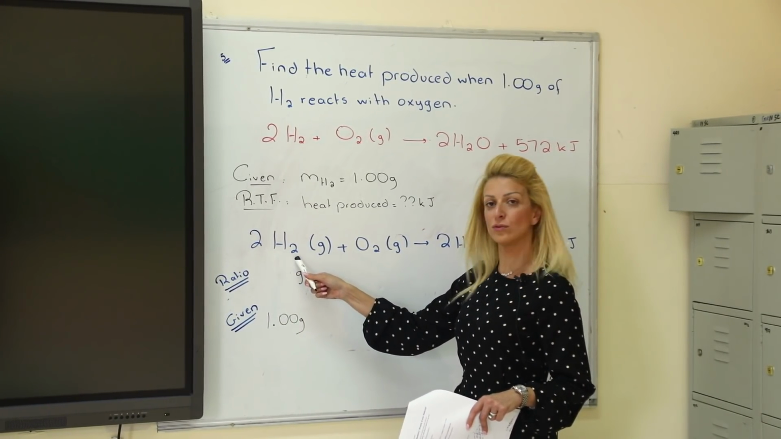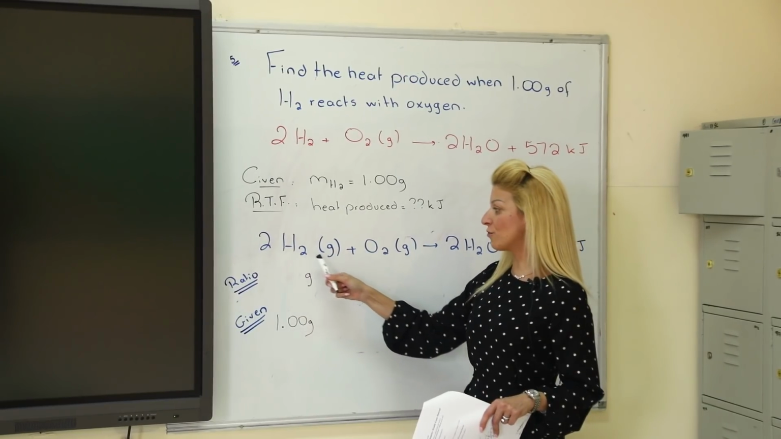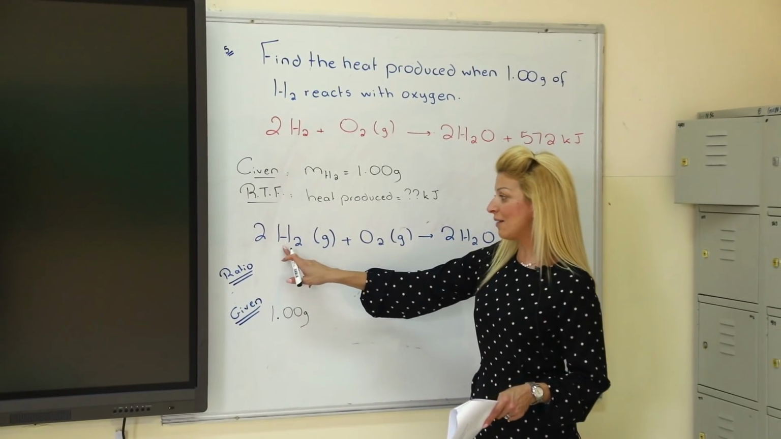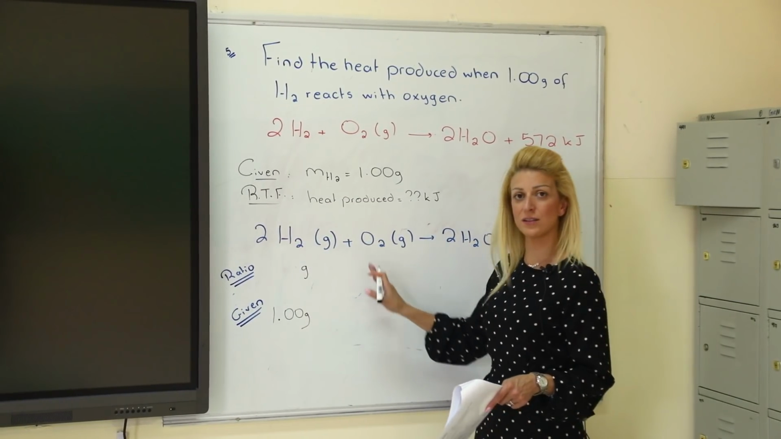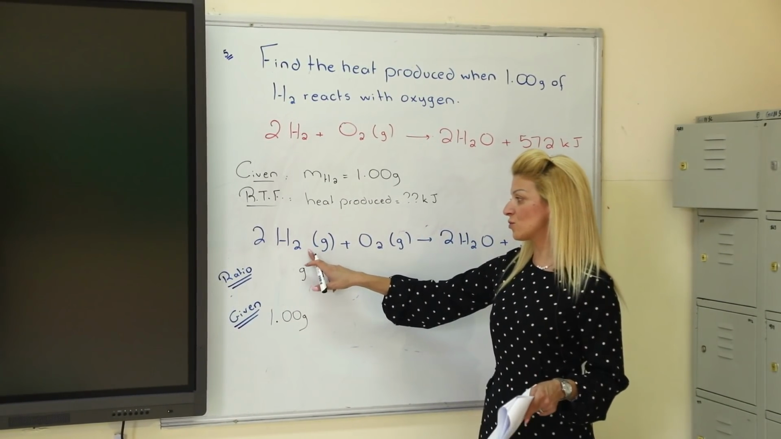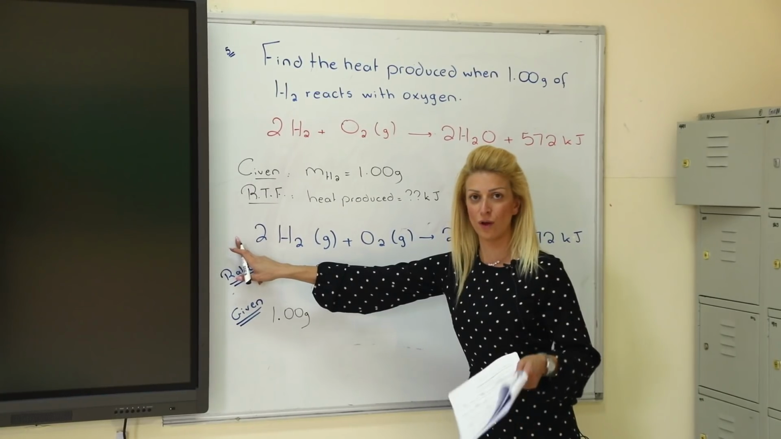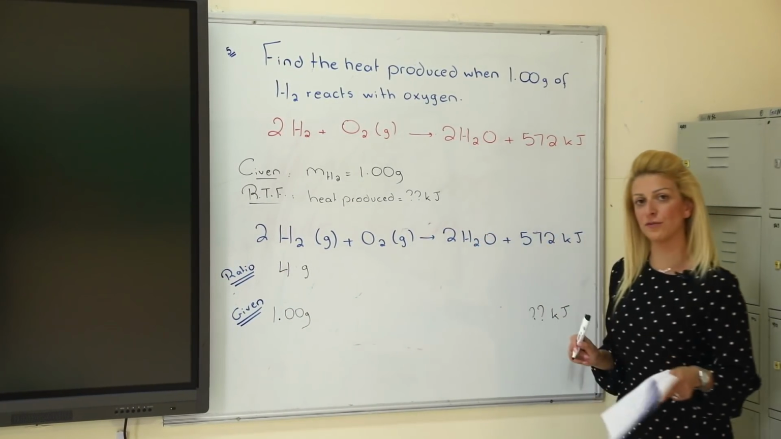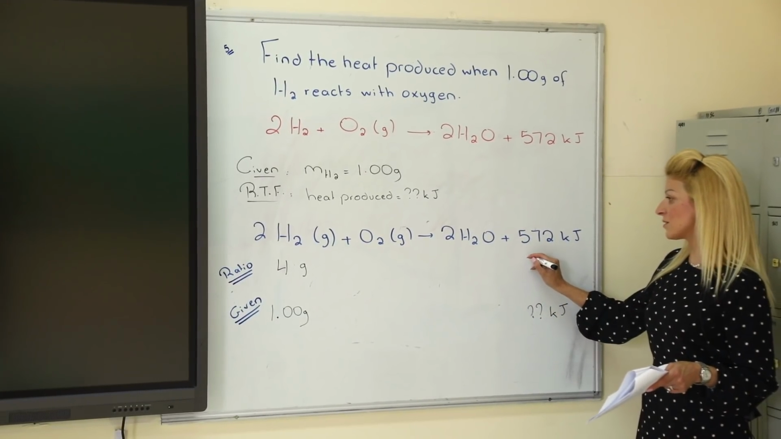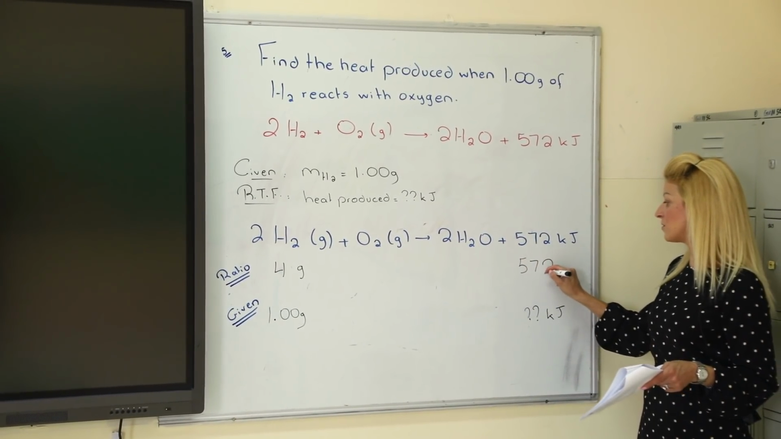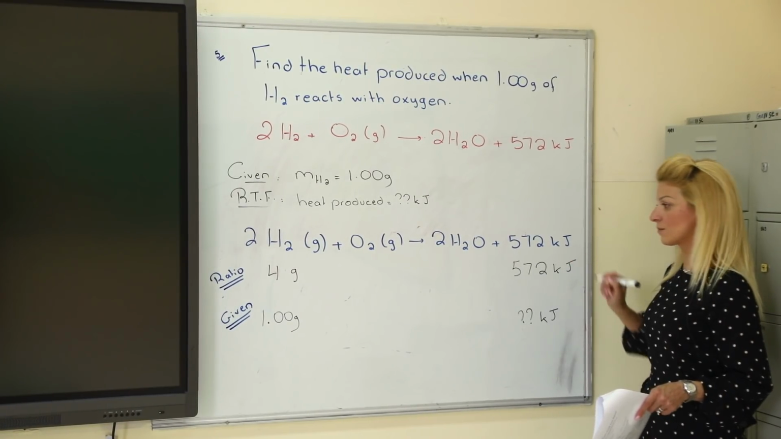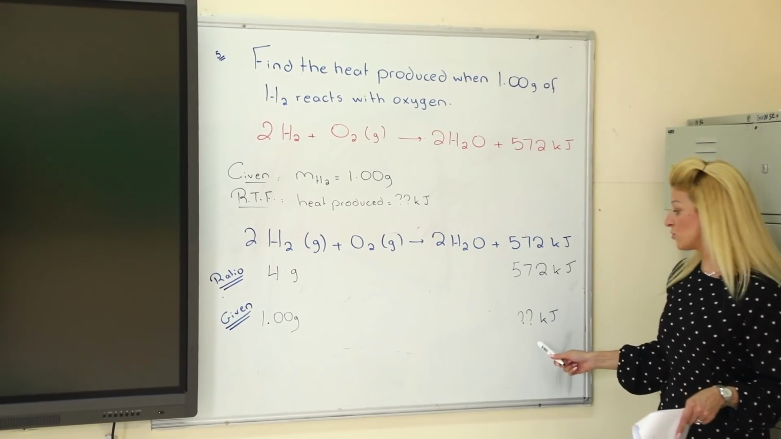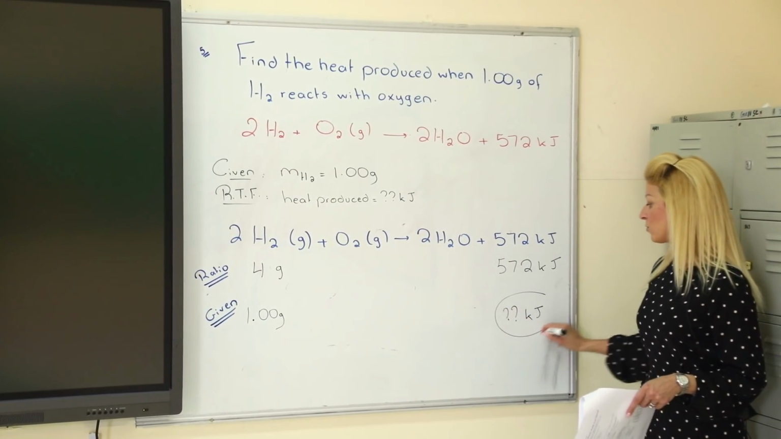2 H2s has a mass of how many grams? You go back to the periodic table and you check. Each H has a mass of 1. So 1 times 2 times 2. So that is 4 grams. 4 grams of hydrogen will give us 572 kilojoules. So 1 gram of hydrogen will produce what amount of heat?